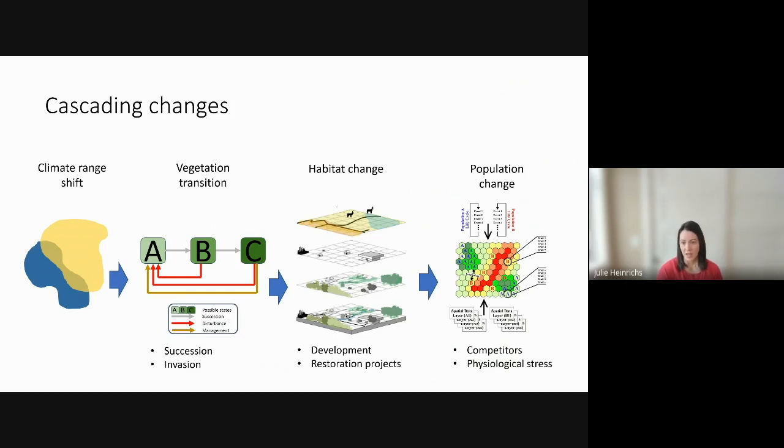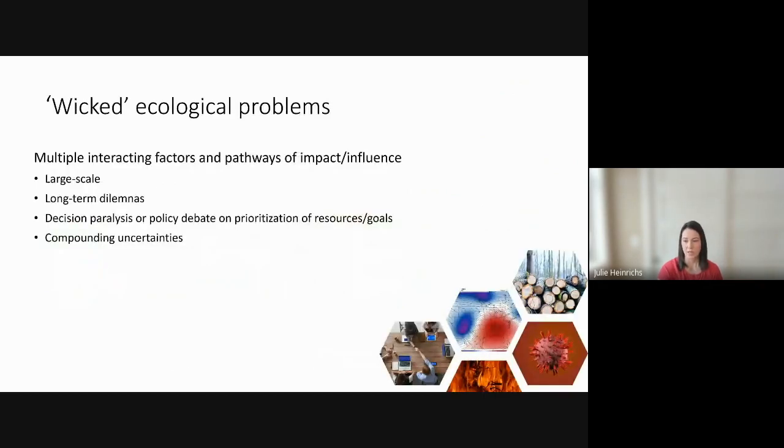Climate can cascade through that system and affect populations, but it can also skip and directly influence individuals, inciting physiological stress or heat stress. There's changes in competitors and communities. So there's lots of different ways that many of these problems show up in environmental systems. So this is one example of a wicked environmental ecological problem.